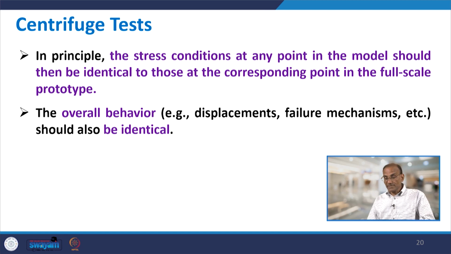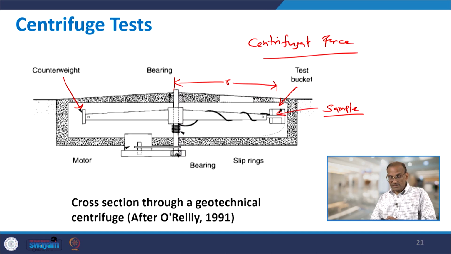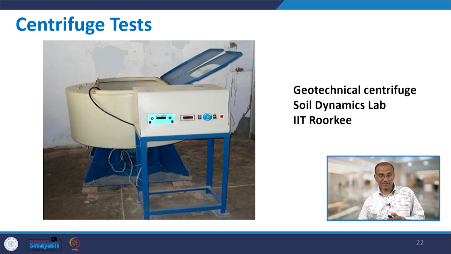The overall behavior, for example, displacement and failure mechanism, should also be identical for the model and prototype. So, you increase the value of g and you get the benefit that the level of stress in the model and the prototype is the same, even though the model is prepared at a very small scale.